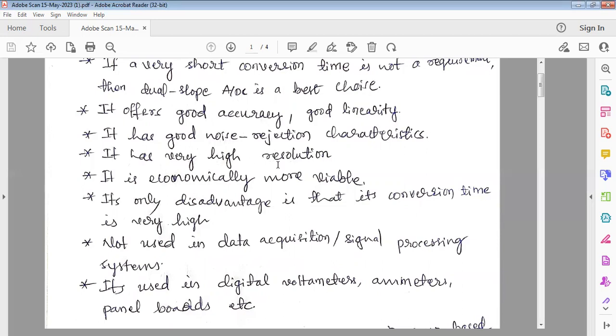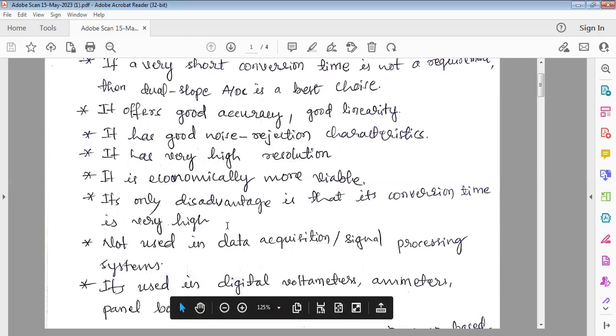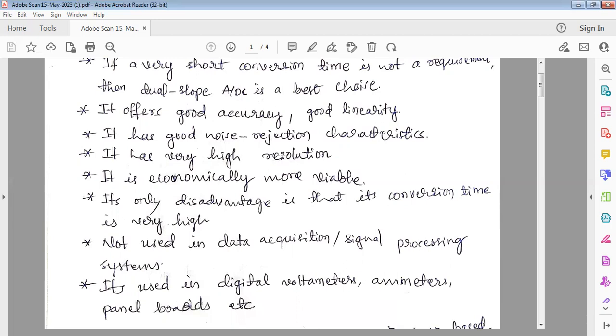So it has a very high resolution, and it is economically very viable. It is very cheap. You can construct this circuit very cheaply, with no more expenditure. Its only disadvantage is that its conversion time is very high. As I told, high resolution is the very important factor, because this ADC is constructed to have a very high resolution, and because of that reason, the conversion time becomes longer. So this is the main disadvantage.